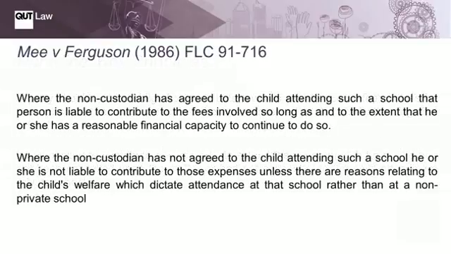The next case, from 1986, of Me and Ferguson, narrows the point a little. It does repeat the statement that a parent is not liable unless there is consent, but also notes that if there are reasons relating to a child's welfare, or let's say nowadays a child's best interests, that dictate attendance at a private school, and I add, for example, religious beliefs of the entire family, that would dictate attendance at such a school.